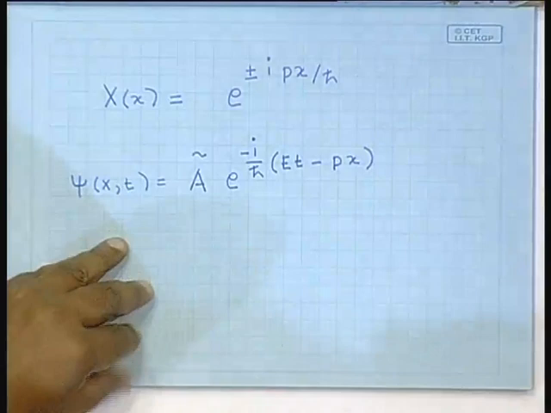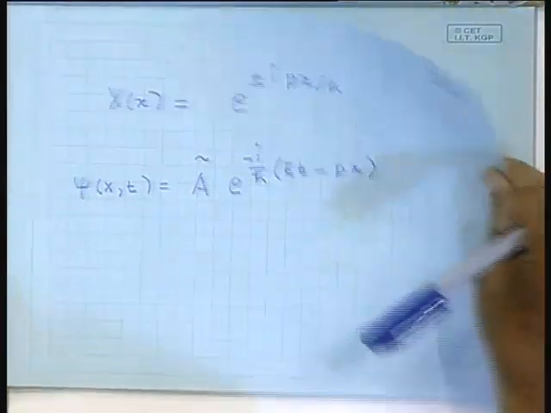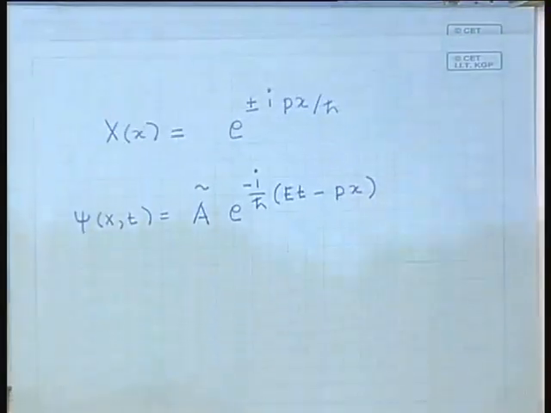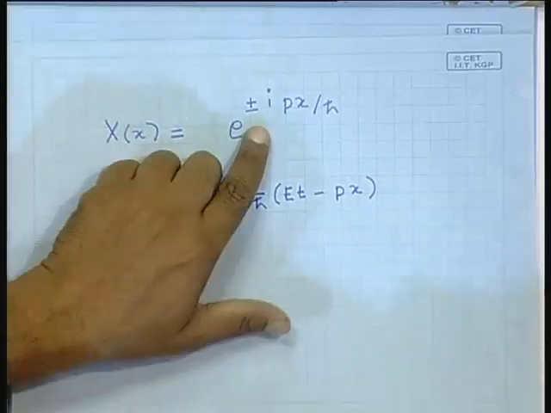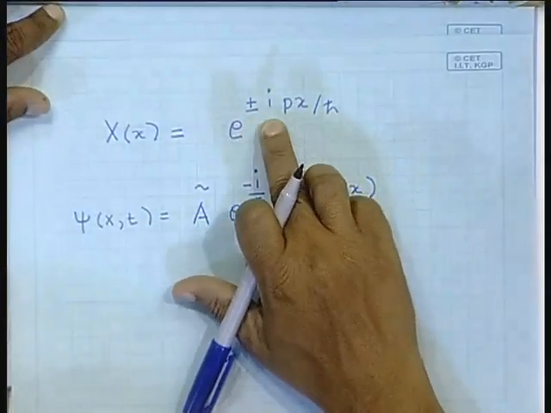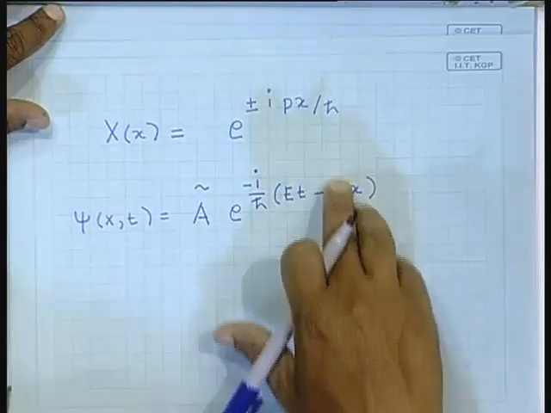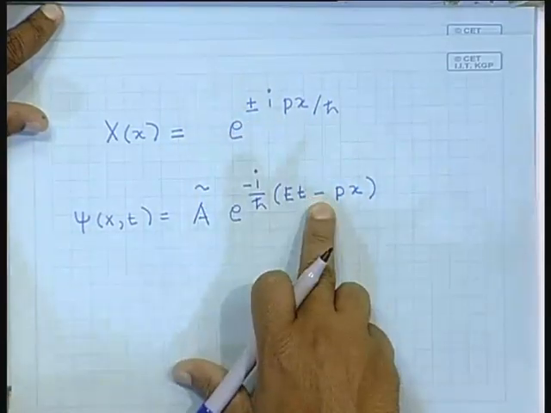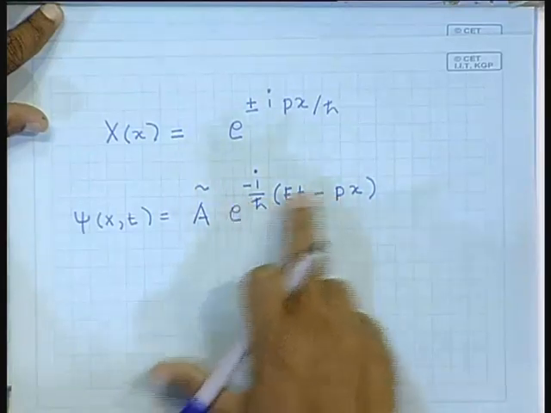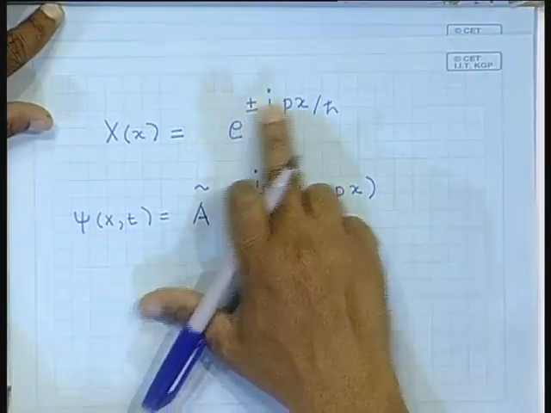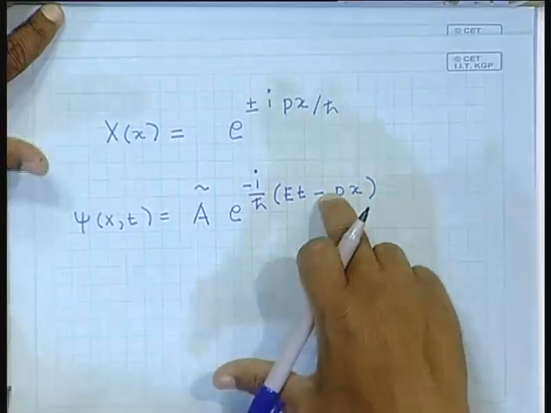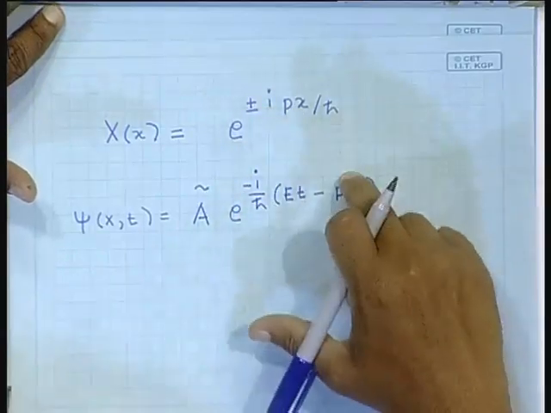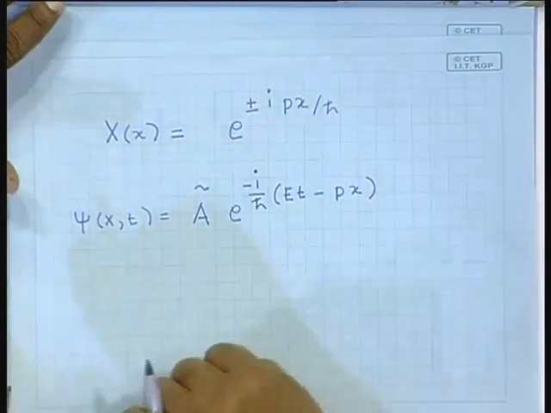So, the spatial part has a solution which is given over here, plus minus i p x by h cross. I have taken only the plus, the solution with the plus sign, which is the one I have taken here. You could also have a solution with the minus sign, which will introduce a plus sign over here. So, bear in mind that there are two possibilities. I have just taken one of them over here.